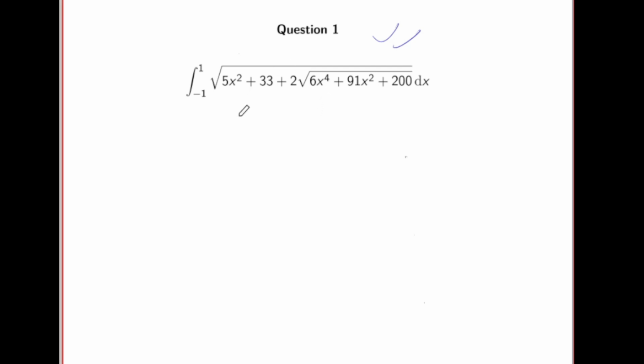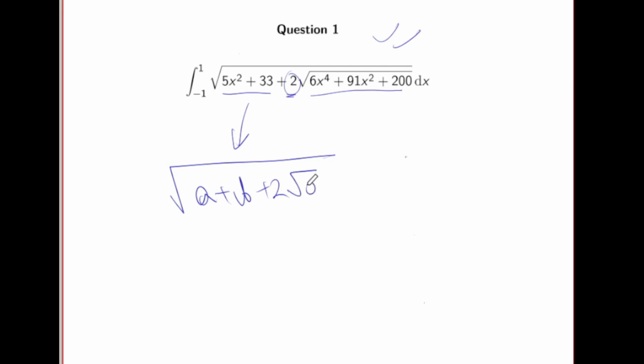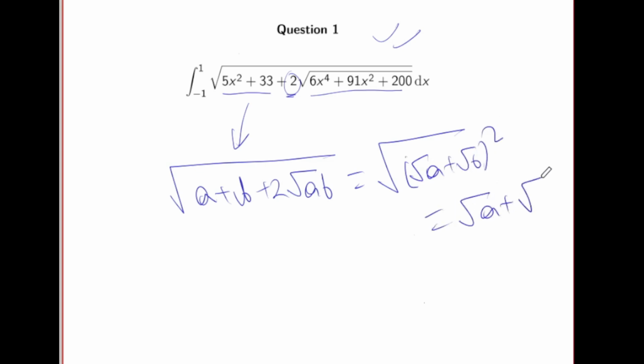competitions, right? So if you look at this problem, here you have a quadratic expression and this is a biquadratic expression, right? And here you have a 2. So this 2 gives me a hint that this might be of the form a plus b plus 2 root ab, right? And this is basically root a plus root b whole square, right? And if you simplify this, you'll get root a plus root b, right? So this 2 gives me a hint of this form, and this is a biquadratic.